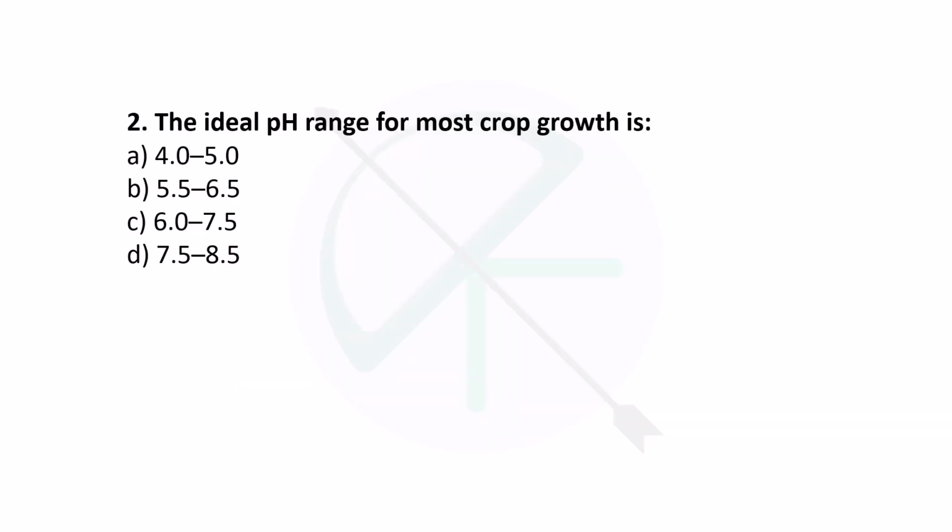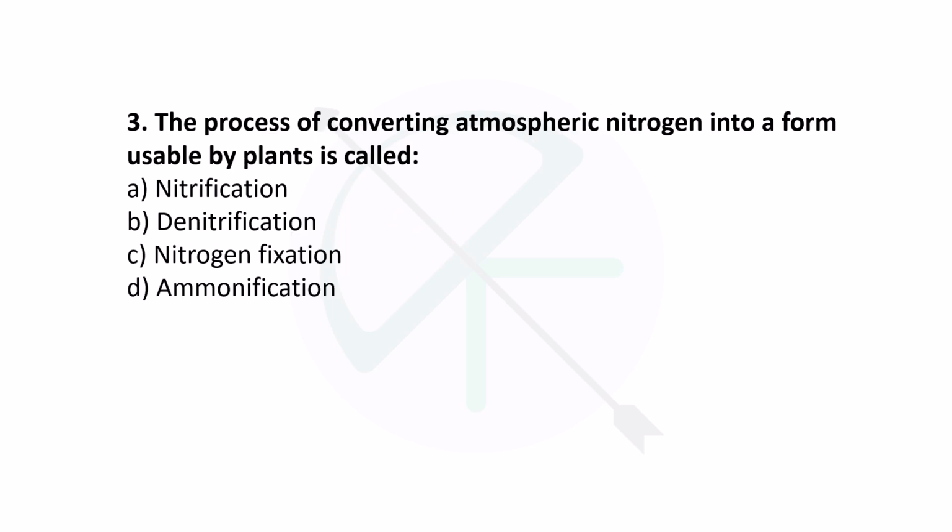Now next question is the ideal pH range for most crops. So the ideal pH range is obviously the neutral range of pH, that is 6 to 7.5. Nothing to discuss here. Next question is the process of converting atmospheric nitrogen into a form usable by plants. Converting nitrogen into a form that is usable by plants or that can be absorbed by plants, it is called nitrification, denitrification, nitrogen fixation or ammonification. So the right answer is obviously nitrogen fixation.